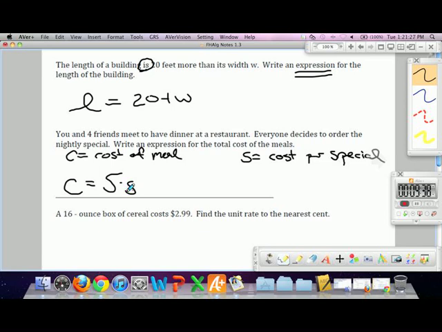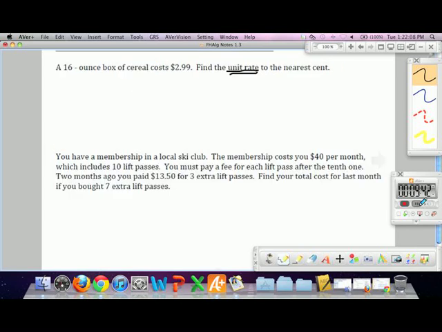Okay. To find the unit rate. So we do $2.99 divided by 16 ounces. So we have $2.99 for 16 ounces, which gives us a rate in general that tells us dollars per ounce. To get a unit rate, though, we have to get how much does 1 ounce cost? So how do we find what 1 ounce is going to cost us?